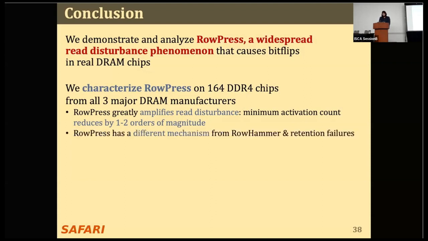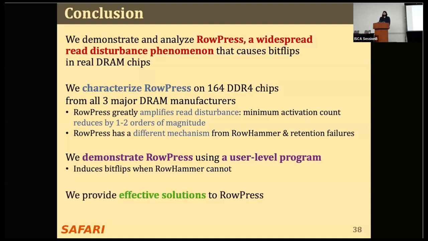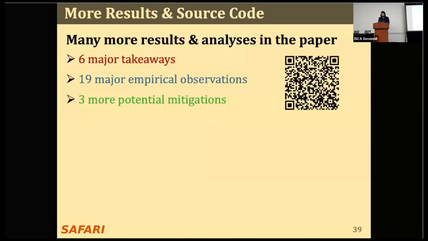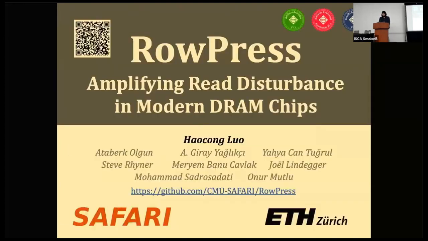Second, RowPress has a different mechanism compared to RowHammer. We demonstrate RowPress in a real system with a user-level program that can induce bit flips when RowHammer can. We provide effective solutions to mitigate RowPress at low additional performance. We have many more results and analysis in our paper, and our work is fully open source and artifact evaluated. Thank you for your attention, and I'm happy to take any questions.